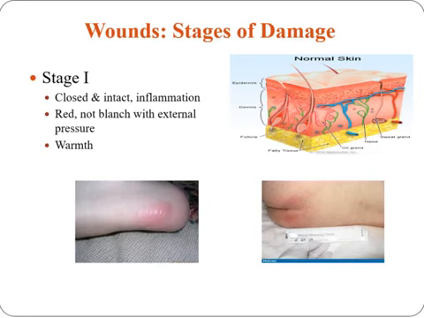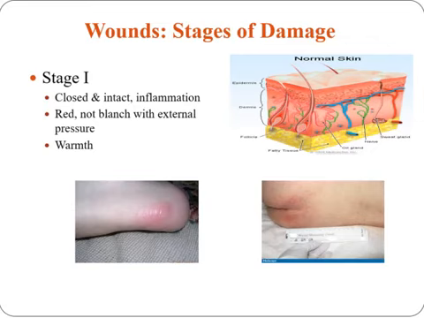Okay, so let's talk more specifically about staging of pressure ulcers. So the stages are used to quantify the amount of damage that is present. So our stage 1 wounds are the wounds that are closed and intact. So you'll see those reddened areas. On the left we have a heel, and on the right we have a coccyx. So they are both very closed but red.